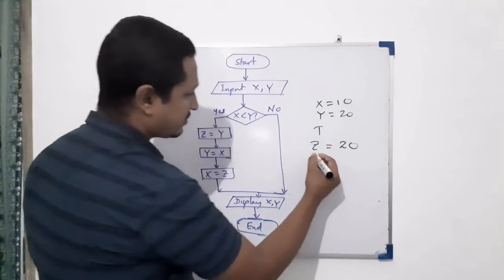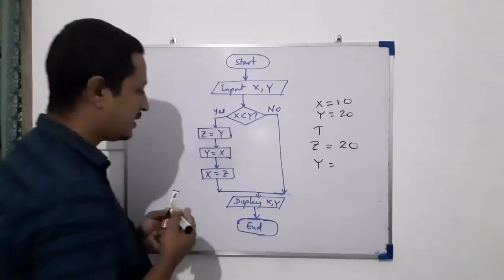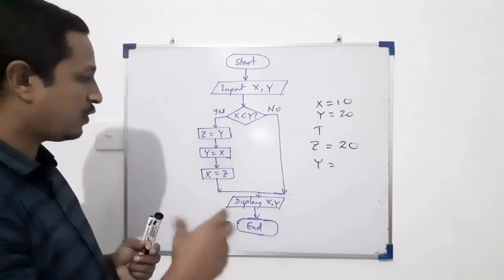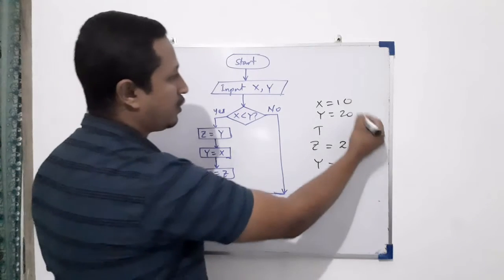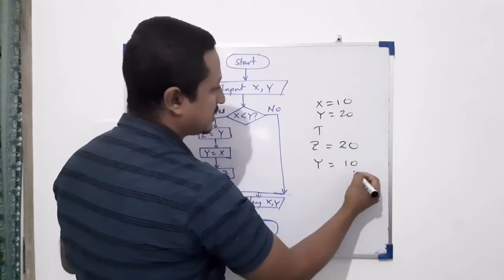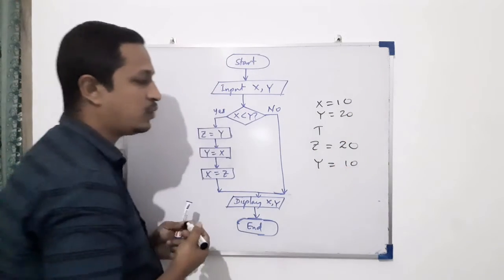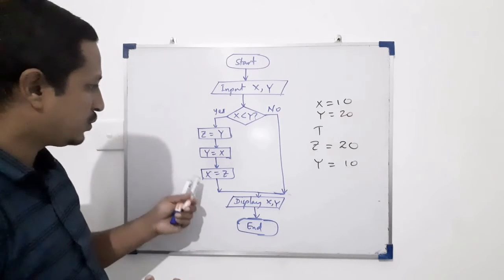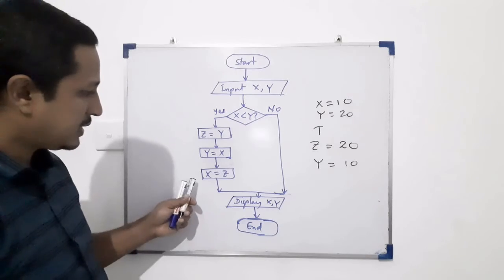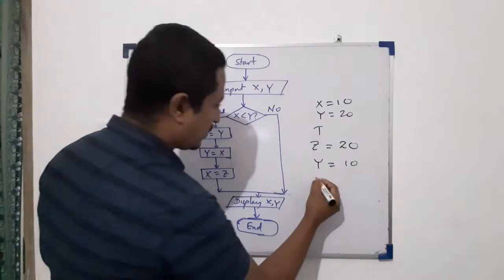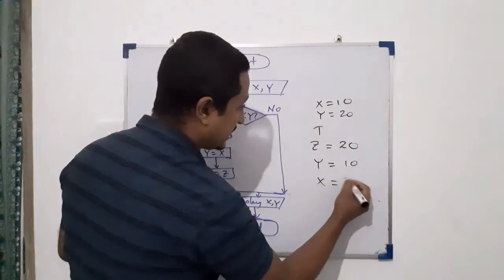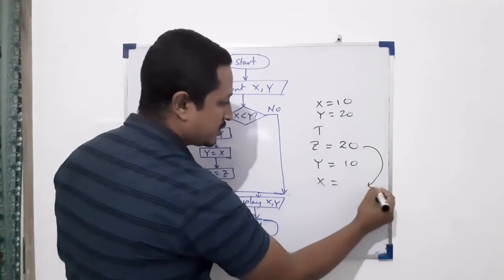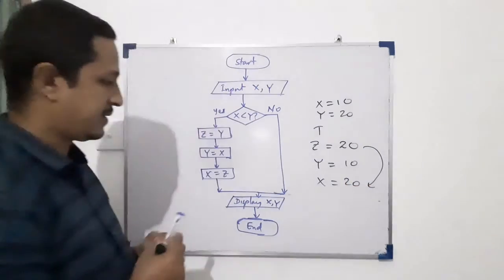Then it says that y equals x. That means the value of x is assigned to y. Value of x is 10. 10 is assigned to y. Now 10 is assigned to y. Then we come to this third assignment. Now here it says x equals z. Now z is 20.